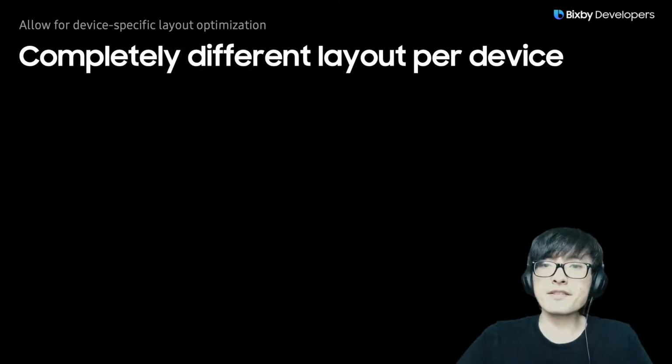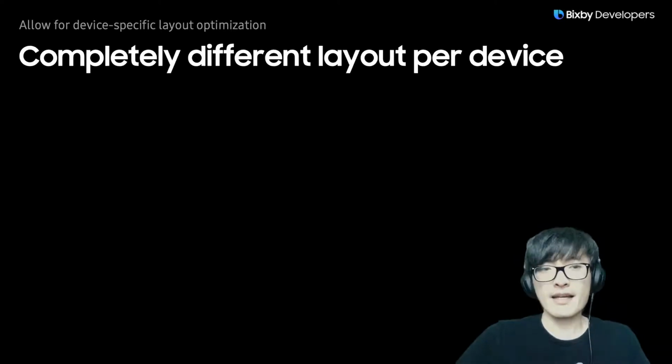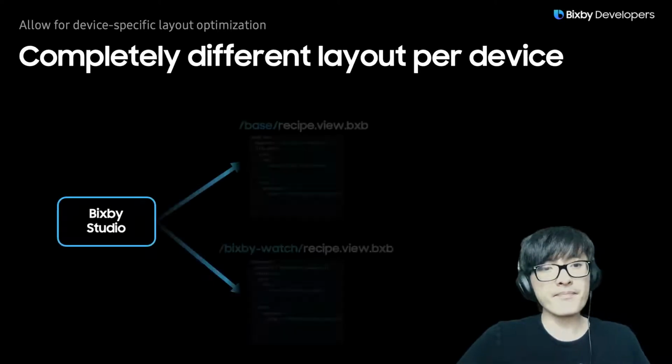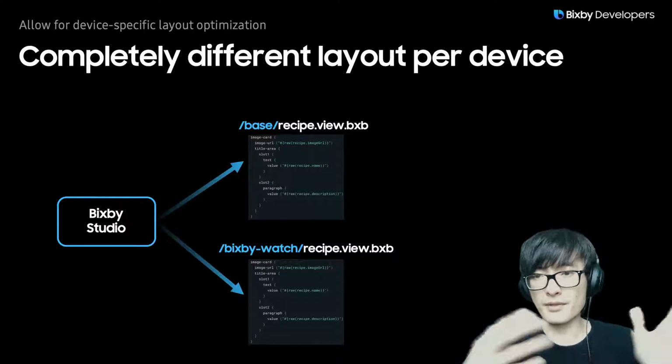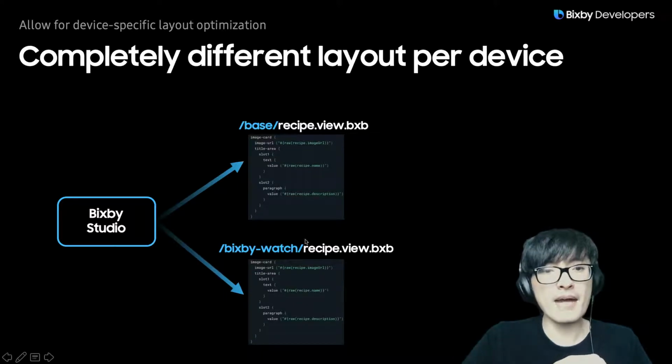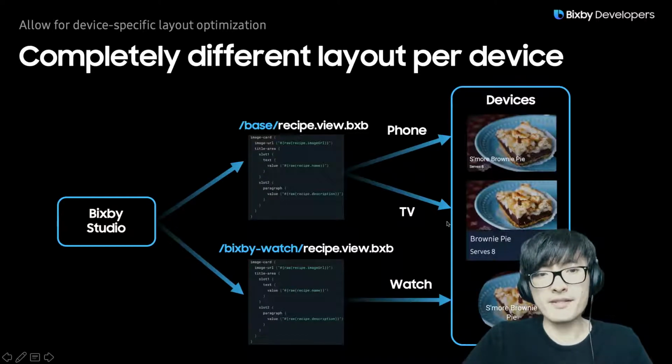An alternative is to have a completely different layout depending on your device. And in Bixby Studio, you can create a folder at the same level in the directory as your base folder and name it bixby-watch. And then you can place a result view or whatever view in that folder, as long as it matches the concepts that you want to display in this case. It will use that view for the watch, whereas all the other devices that might be enabled in your capsule will use the base view.